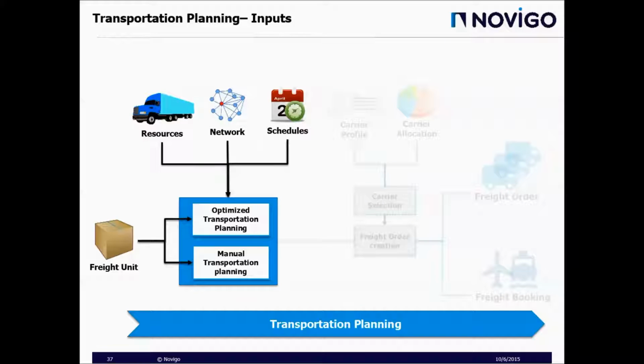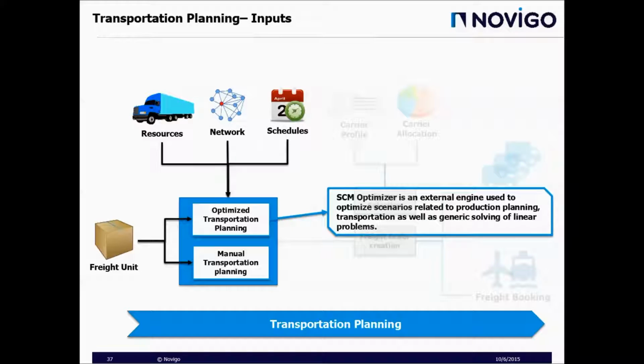The result of the previous step in SAP TM was freight unit. Now our intention is to plan these freight units. There are two options: manual transportation planning and optimized transportation planning. In order to do the optimized transportation planning, we use a tool called Optimizer. SCM Optimizer is an external engine used to optimize scenarios related to production planning, transportation, as well as generic solving of linear problems. To do planning, some factors need to be considered.